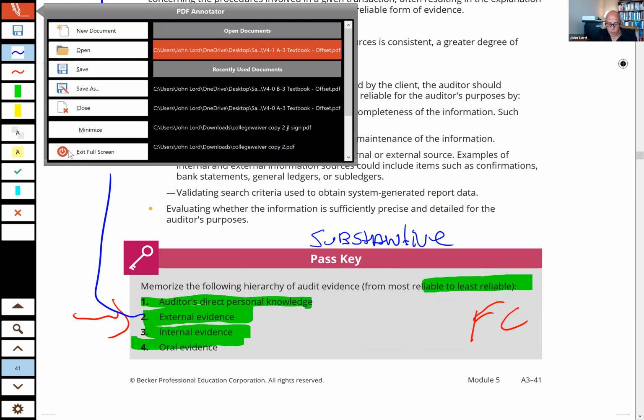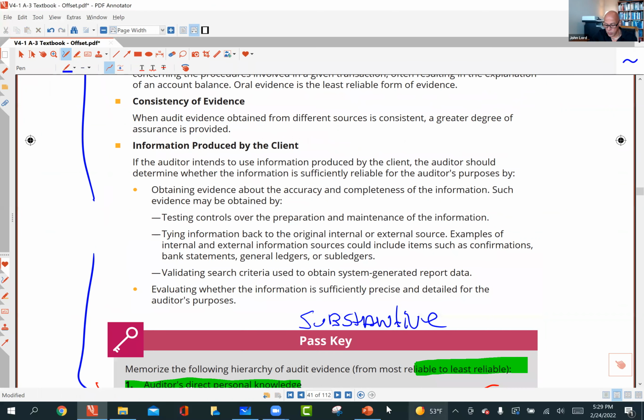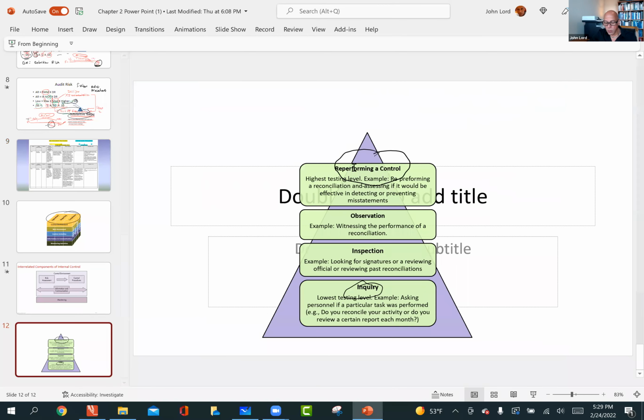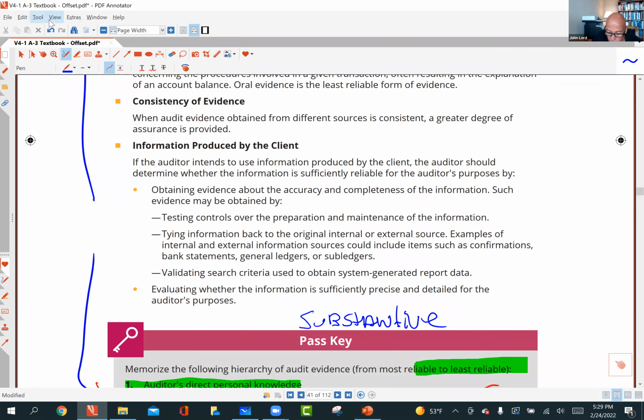But what I want to remind you is how that relates to the slide that we had before, where we showed you the hierarchy of evidence for internal control testing. You can see a similar pattern here, right? Reperforming control is analogous to auditor's direct personal knowledge. Inquiry is analogous to what? Oral evidence. And so these two lists together constitute the hierarchy of evidence for our control testing versus our substantive testing, which is what we were looking at in that pass key.